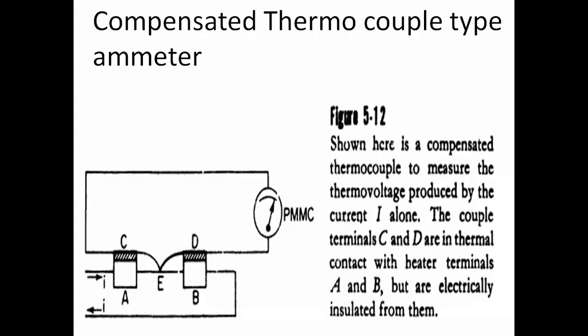Okay, so with this we can conclude the first unit. In the first unit we have discussed the different parameters and performance characteristics of measuring instruments. Measuring instruments should have certain performance characteristics, like static characteristics and dynamic characteristics.